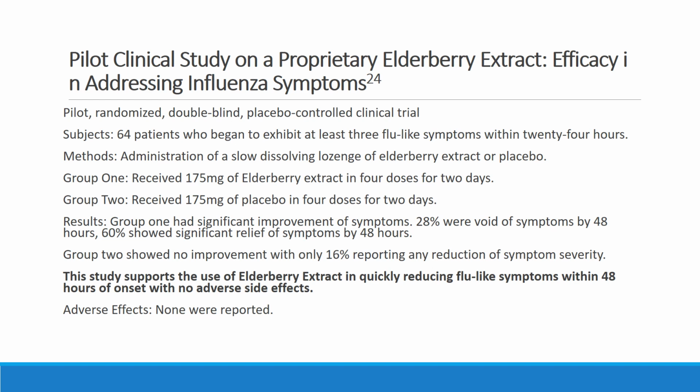Data was collected and analyzed using a visual analog scale where a reported 0 denoted no problem and the highest response, a 10, denoted pronounced problems. Group 1 reported significantly reduced symptom severity by the end of the trial, which was 48 hours. 28% were void of symptoms by trial end, and 60% showed significant relief of symptoms by trial end.